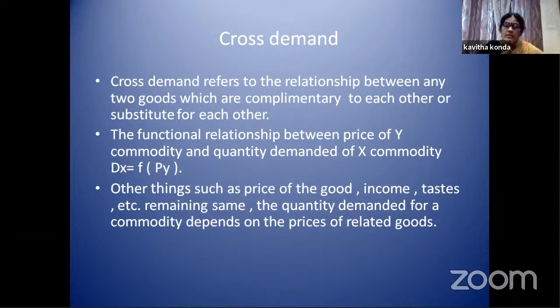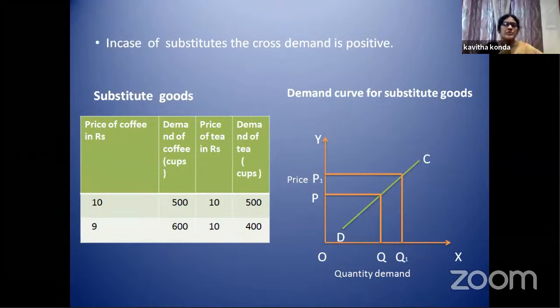This can be understood by the given graph. First we will go for the substitute goods. Take coffee and tea. When the price of coffee decreases from 10 rupees to 9 rupees, the demand for coffee cups increases from 500 to 600. The price of tea is 10 and remains the same, but there is a change in the demand for tea. Why? Because the price of coffee has decreased.